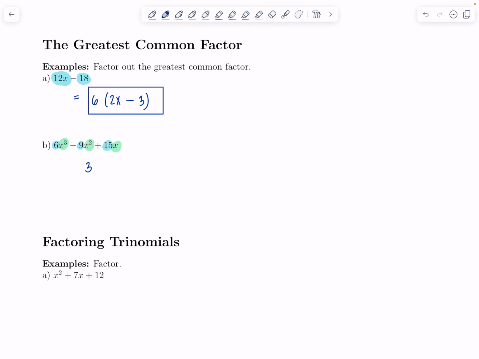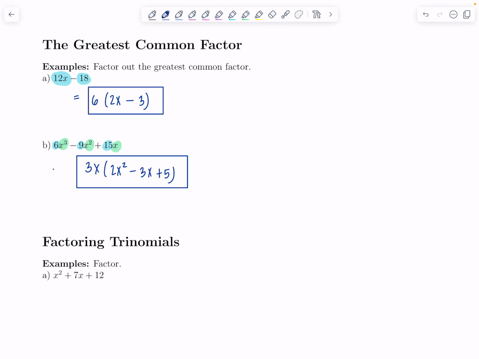So that's it. Just take out 3x. And then now what am I left with? So 6x cubed divided by 3x becomes 2x squared. Then we have minus 3x plus 5. Okay? And then just box it so that you know you're done. All right, that's always the first step.